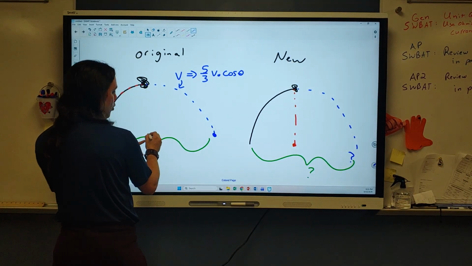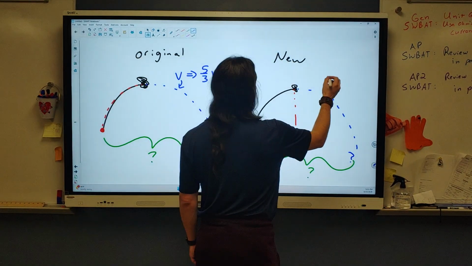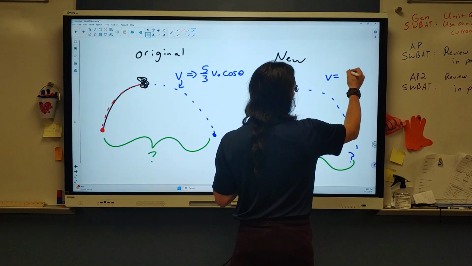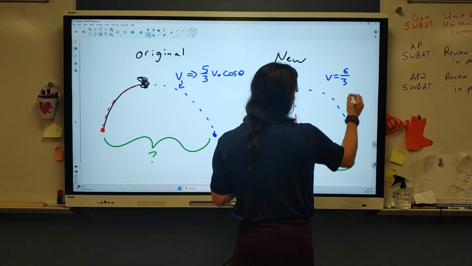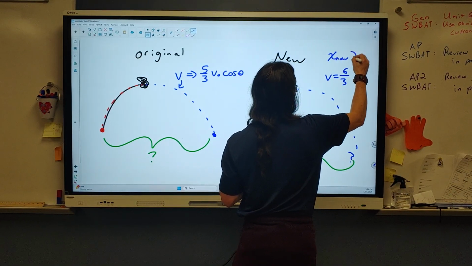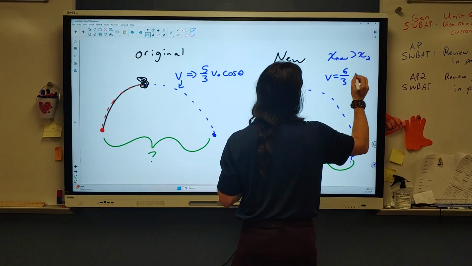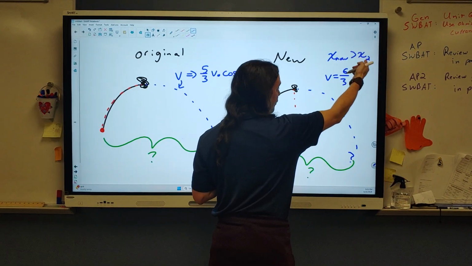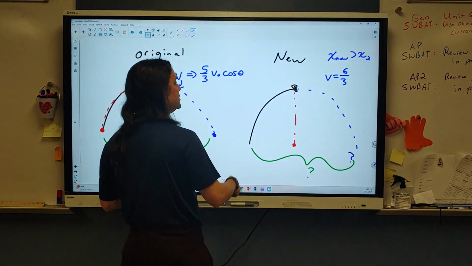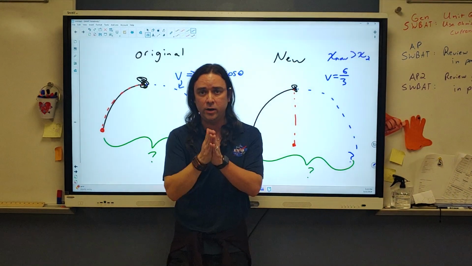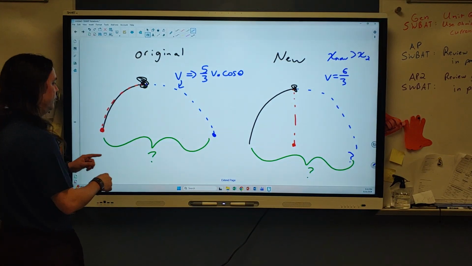For the given time, we would end up with some distance. If this value over here, our new V, is greater than 5/3, so if it's, I don't know, 6/3, then x new would be greater than x2. Or if it's less than 5/3, then we would have the reverse of this. And if it was equal to 5/3, we would end up with the same outcome. So here's the thing, you have to ask yourself.